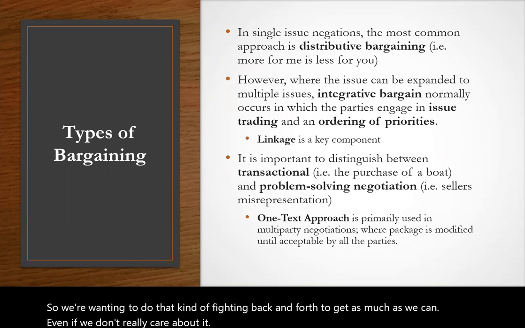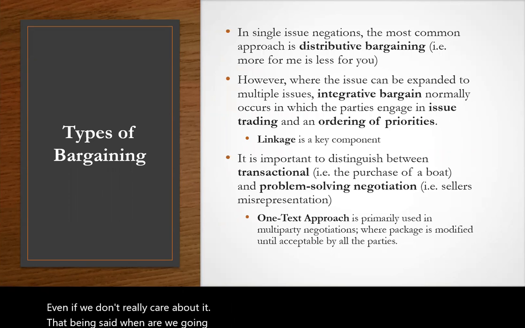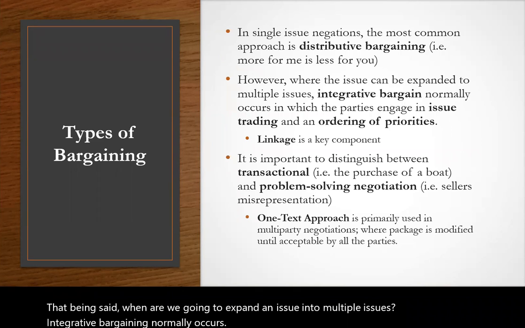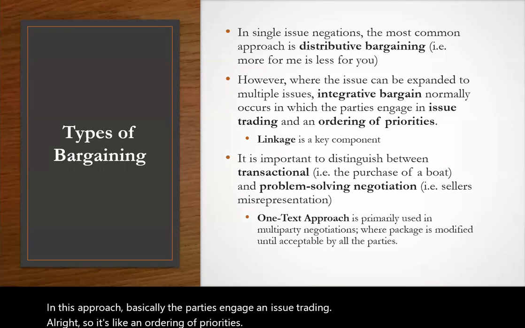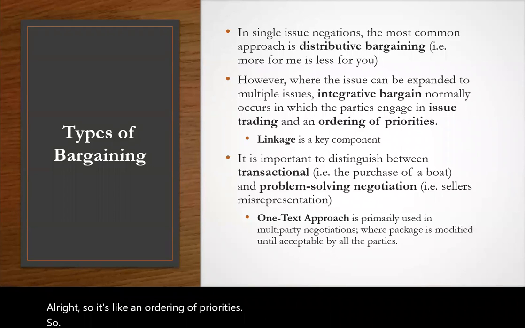That being said, when we can expand an issue into multiple issues, integrative bargaining normally occurs. In this approach, basically the parties engage in issue trading, right? So it's like an ordering of priorities. So you kind of start with giving up the small stuff and working your way up, right? So you want to buy a Maserati. I want to sell you my Ferrari, not the Maserati.